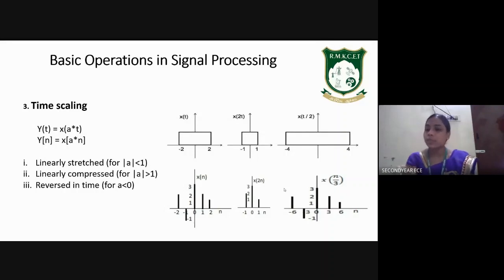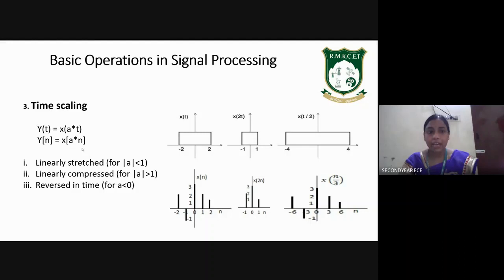First one we have seen is shift in time. We shifted it by T naught or minus T naught. And second one we have reversed. And third one is scaling. Here we are multiplying the independent variable t with a constant a. And here also for the discrete-time signal, we are multiplying the independent variable with a constant a.